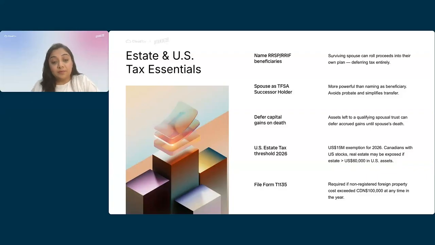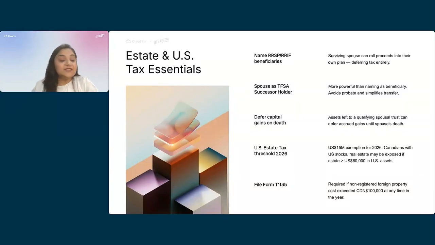But if they're named only as a beneficiary, it still bypasses probate, which is great, but the TFSA itself ends. And now you have got a bit of turbulence to deal with. So same destination, but one comes with a comfy seat and snacks, and the other has unexpected bumps along the way. So that's why successor holder is usually the better option. It keeps everything intact and avoids unnecessary complications.